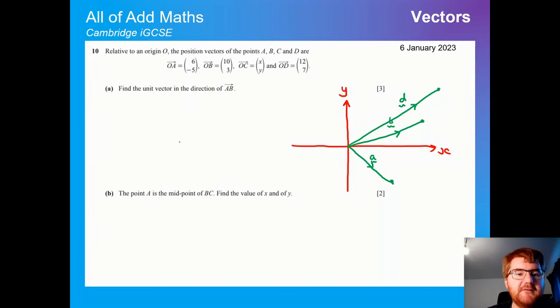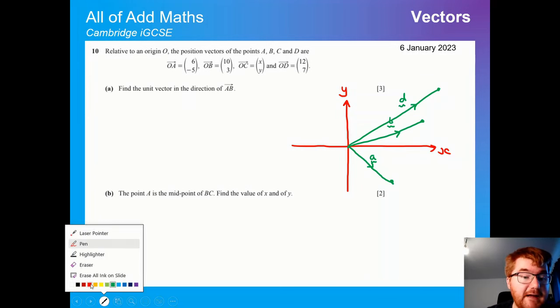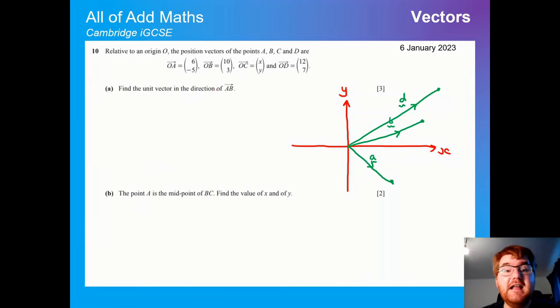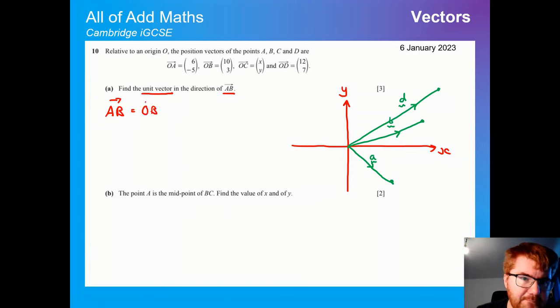Right, and now first of all we need to find the vector and then the unit vector in the direction of AB. So let's label those two things, unit vector and AB. Well, first of all, I'm going to work out the vector AB. Now there is a formula to do this. It's just B minus A, or in this case OB minus OA, which can also be expressed as B minus A.